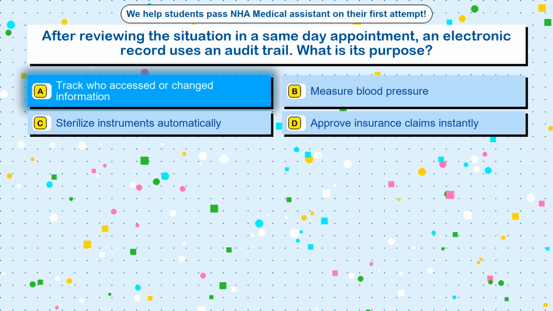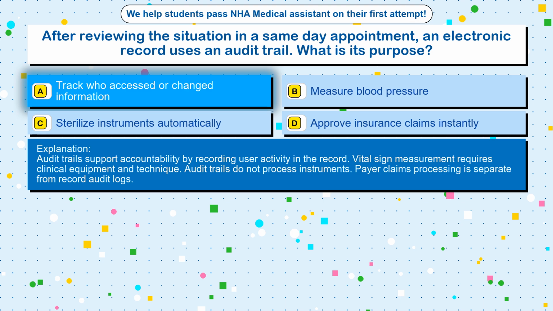The correct answer is option A. Track who accessed or changed information. Audit trails support accountability by recording user activity in the record. Vital sign measurement requires clinical equipment and technique. Audit trails do not process instruments. Payer claims processing is separate from record audit logs.